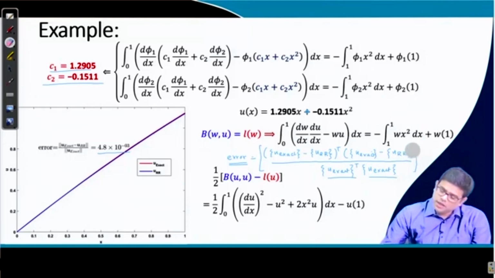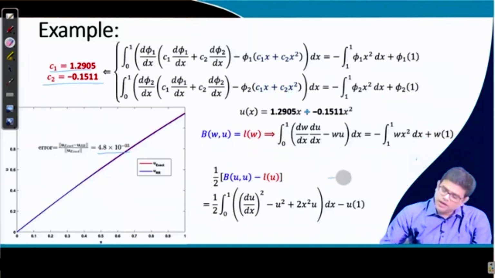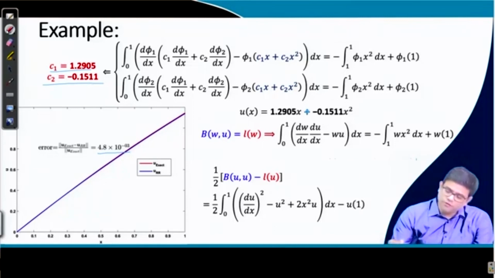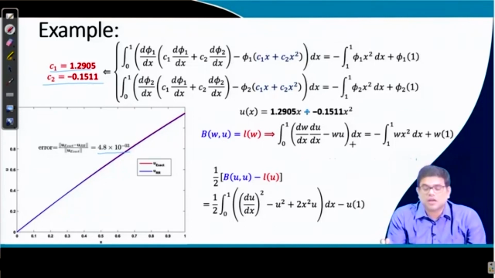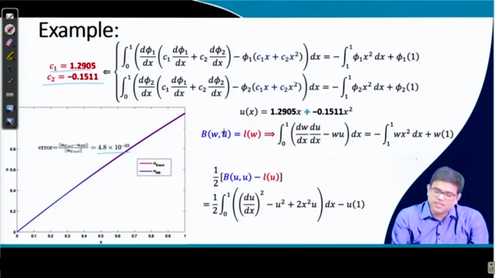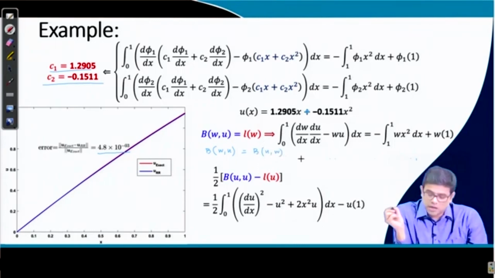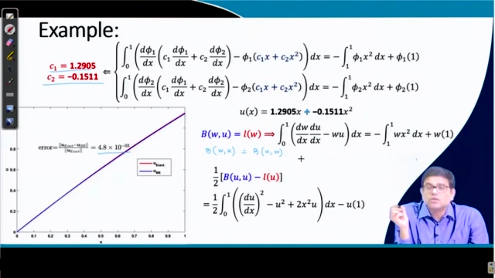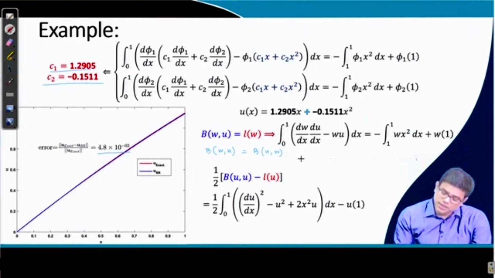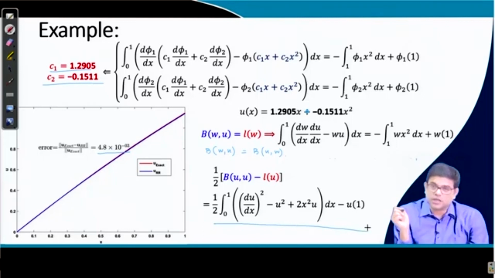Moreover, here in case of Rayleigh-Ritz, if you look carefully, this weak form is a symmetric bilinear form, because if I just transfer u and w, I write that B of w comma u is B of u comma w. So this is a symmetric bilinear form, and naturally I can construct its energy. So this is my energy associated with the differential equation.